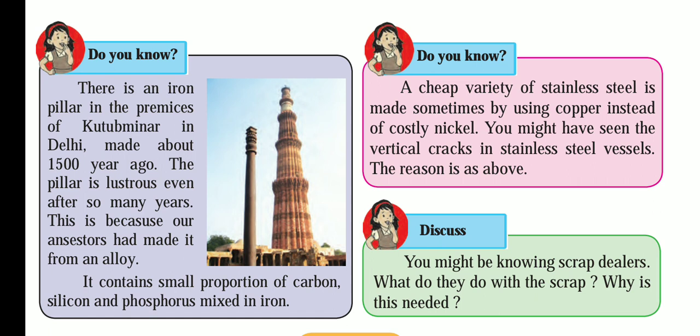Now do you know what is given? A cheap variety of stainless steel is sometimes made using copper instead of costly nickel. You might have seen vertical cracks in stainless steel vessels; the reason is as above. When stainless steel is heated many times or gets older, it may develop a vertical crack. In that case, copper is used instead of costly nickel, and that's why cracks appear on the stainless steel vessels.